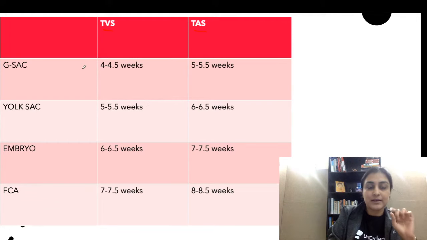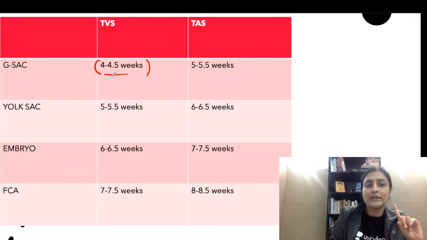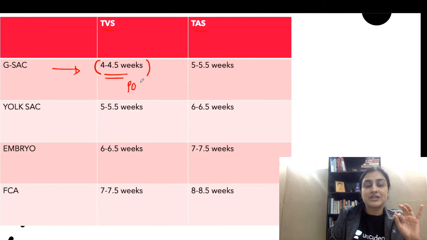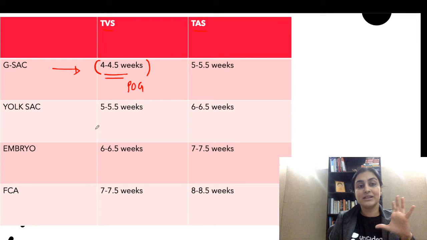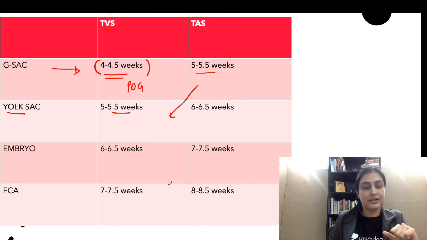As you see here, this number is the only number you need to remember. This table looks very complex, but it's not complex at all. You just have to remember this one number. When does the Gsac appear? Remember, the Gsac appears at 4 to 4.5 weeks period of gestation. This is when I will see it on transvaginal sonography. Now it's very easy, and everything else becomes a cakewalk. For transabdominal sonography, we know it's late by 1 week, so we just add 1 week here. When I ask you about the yolk sac, you just take this number here. Then again, for transabdominal, you add 1 week.